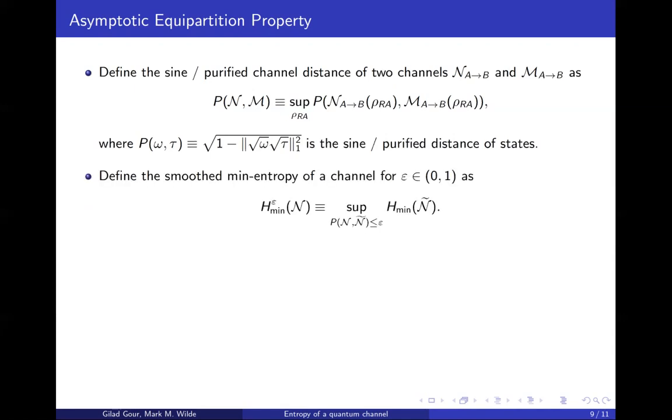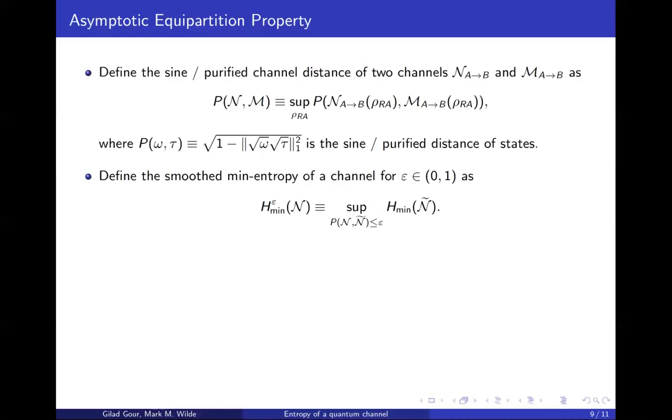So what we do is define a smooth min entropy of a channel. The idea behind this is similar to what is done for states. For states, the min entropy is the negative log of the maximum eigenvalue. It's related to guessing probability. And then you smooth that quantity over nearby states. That concept has found a lot of use in quantum information theory. So what we're doing here is the channel generalization of that.